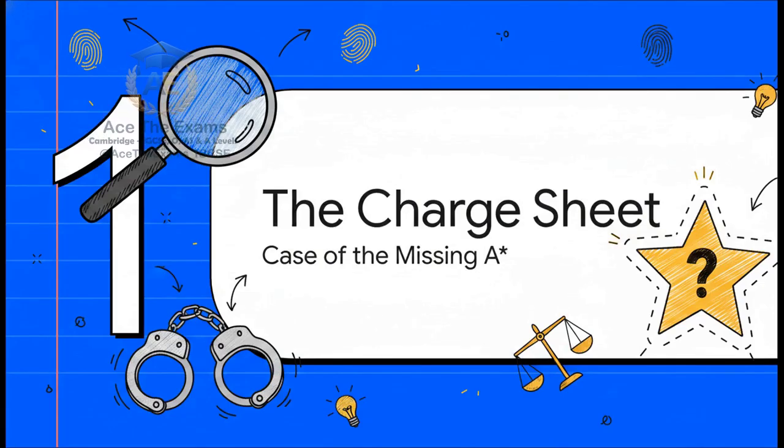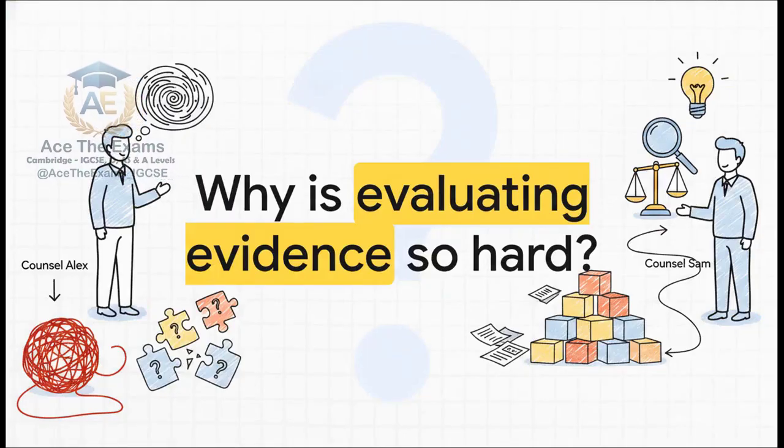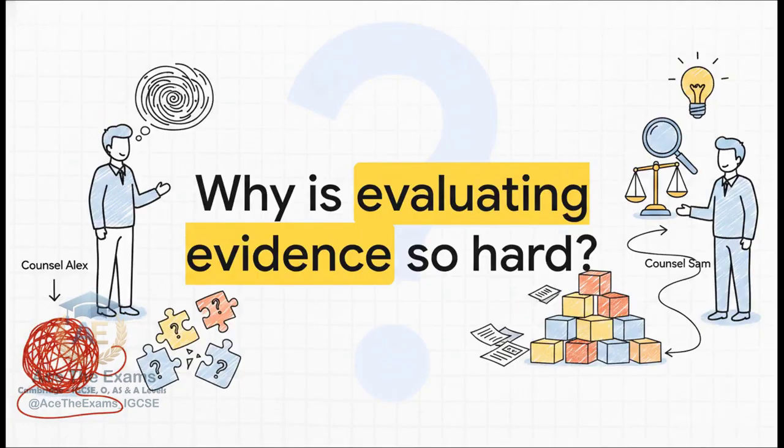Section 1, the charge sheet, also known as the case of the missing A star. The absolute biggest crime we see here is candidates failing to properly evaluate their evidence. So we have to ask ourselves, why exactly do students struggle so much with analytical depth and evaluating evidence? Well, to really show you where these cases fall apart, I'm going to introduce you to our two junior attorneys. They perfectly represent the most common trap students fall into.